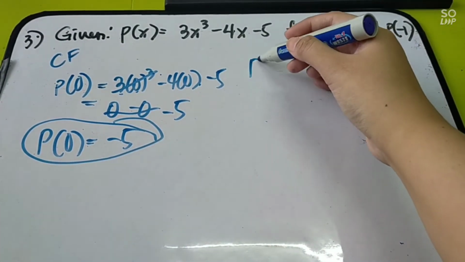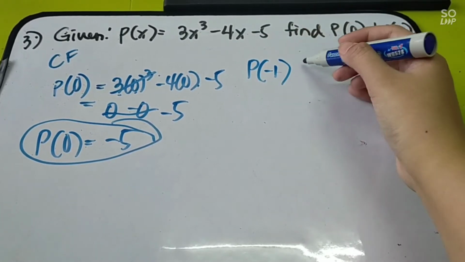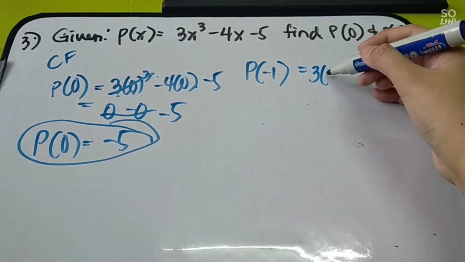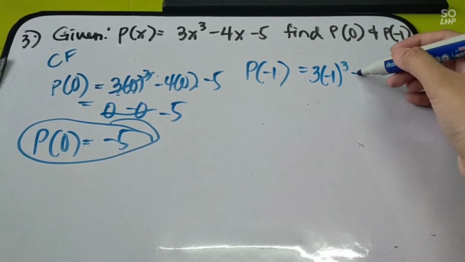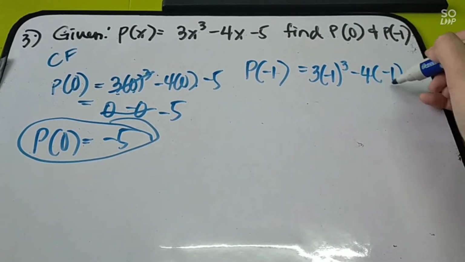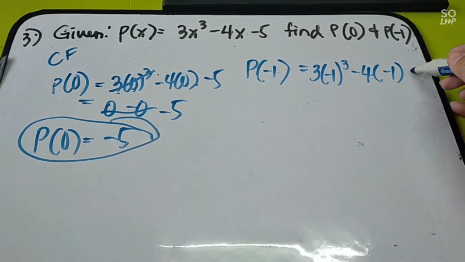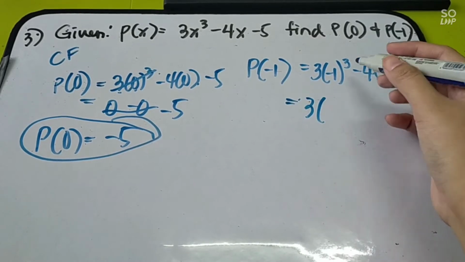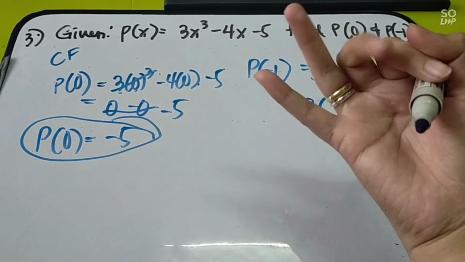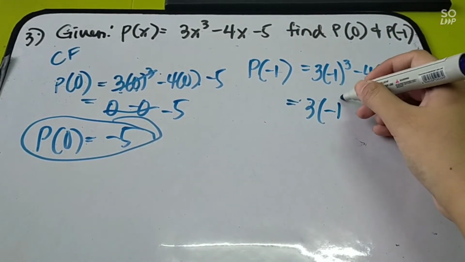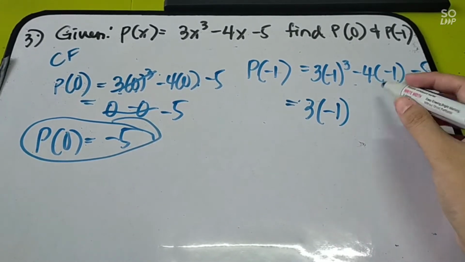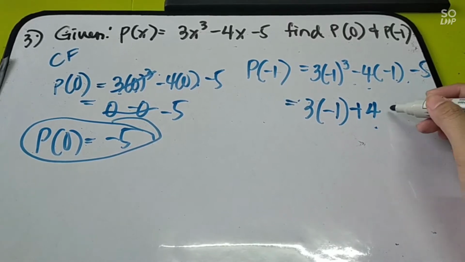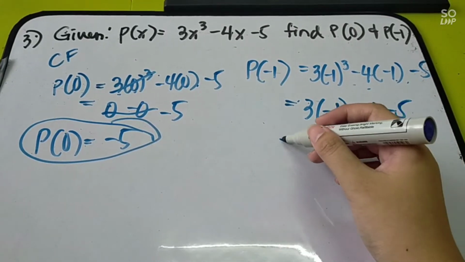Next tayo. For p of negative 1. So, we are going to change x into negative 1. So, 3 times negative 1 cube minus 4 times negative 1. O, pinalitan na lang natin yun, minus 5. So, it is equals to 3 times negative 1 cube means negative 1 times negative 1 times negative 1. That is negative 1 pa din. Then, negative times negative becomes positive. So, it becomes 4. 4 times 1, we have 4. Then, just copy minus 5.